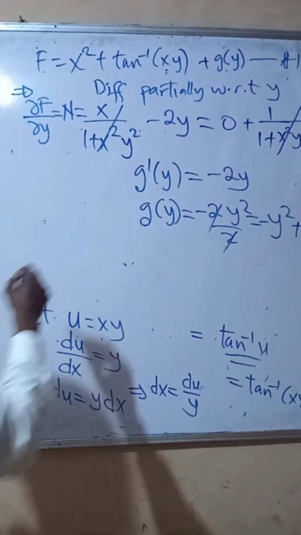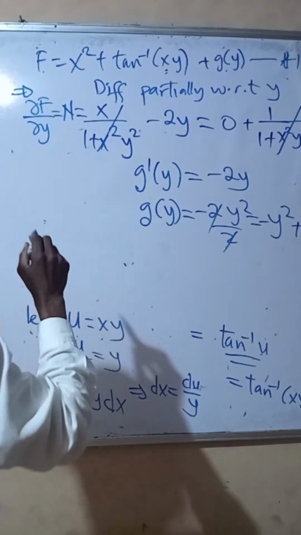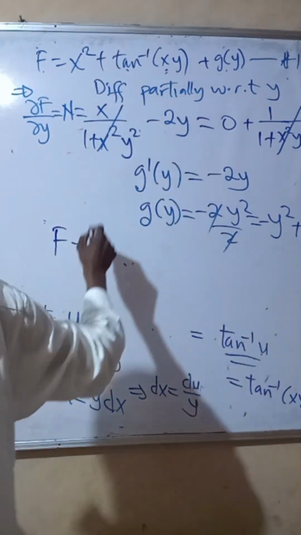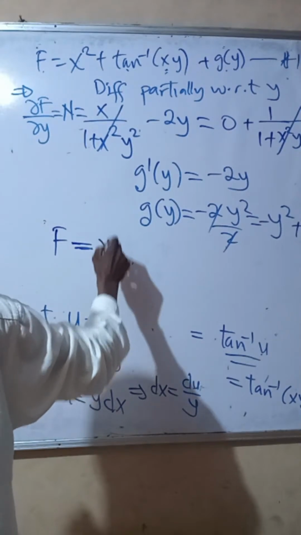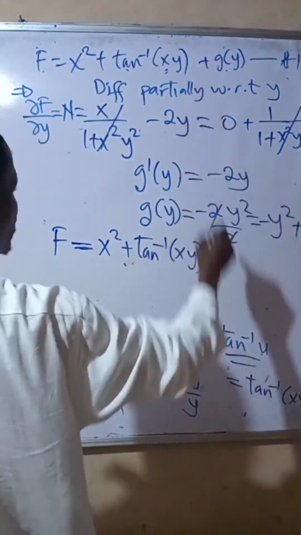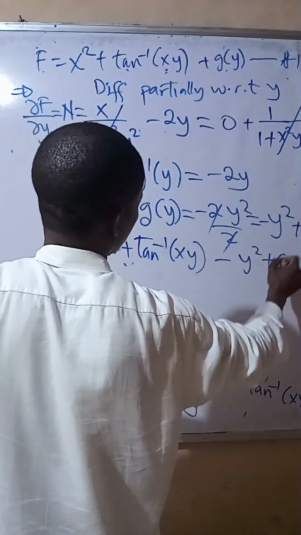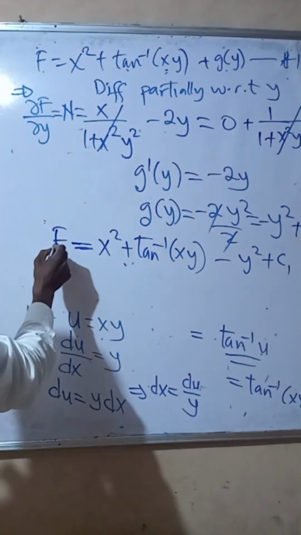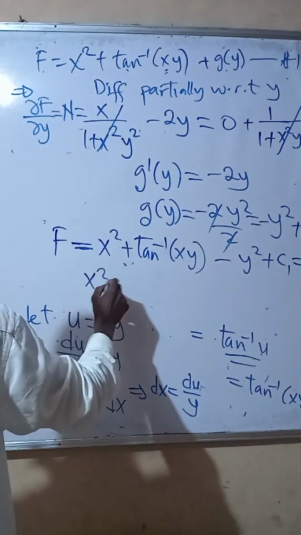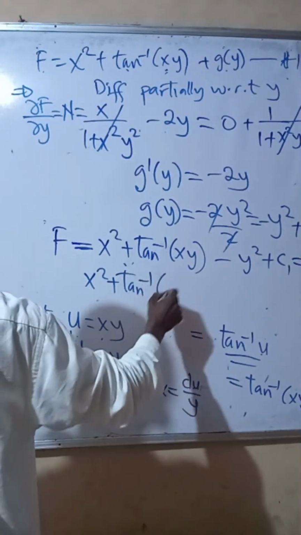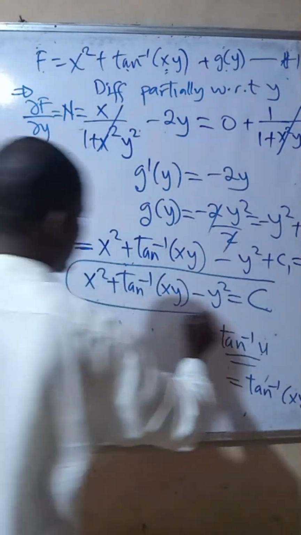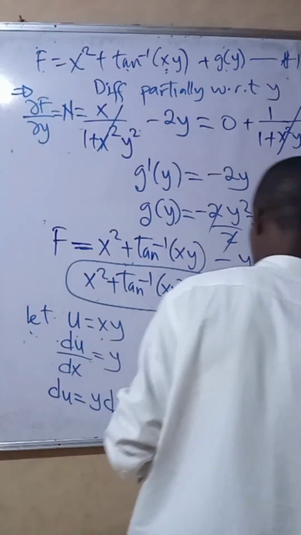So we're going to have f. Come back here and substitute your g of y. So we have x squared plus arctan xy, and then minus y squared plus c1. And this f is also equal to capital C. So the final conclusion: x squared plus arctan xy minus y squared equals C. And that's the final conclusion to that question.